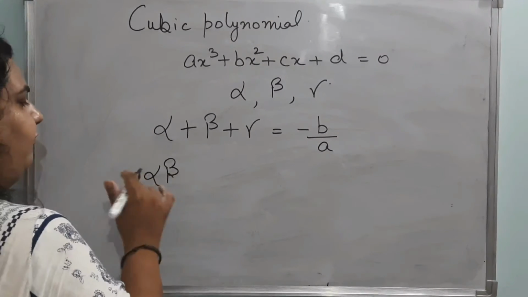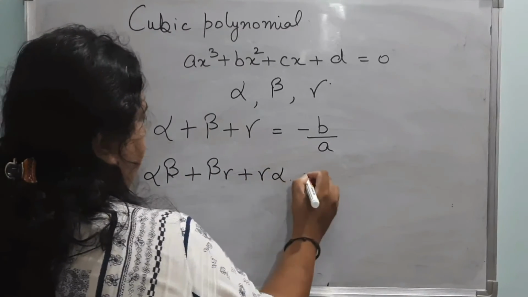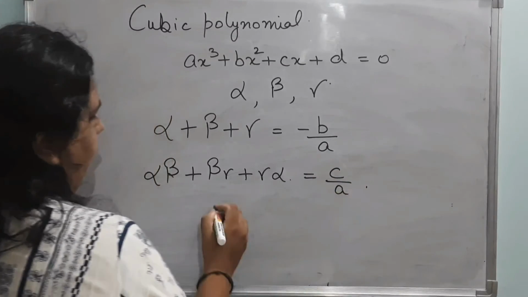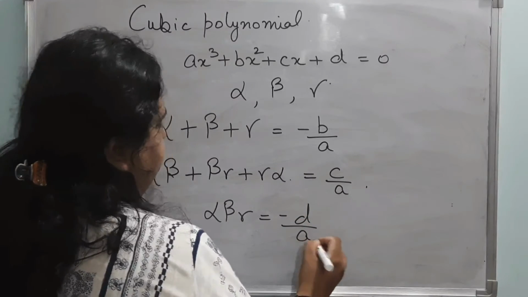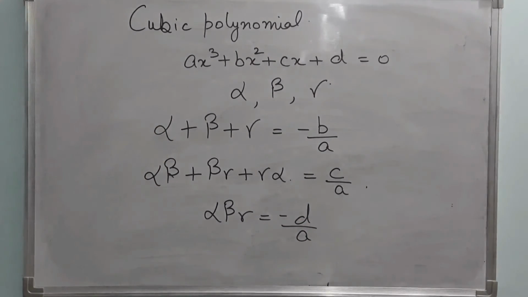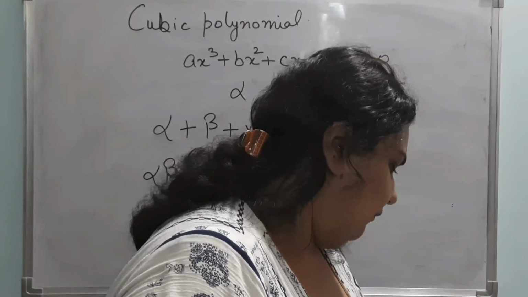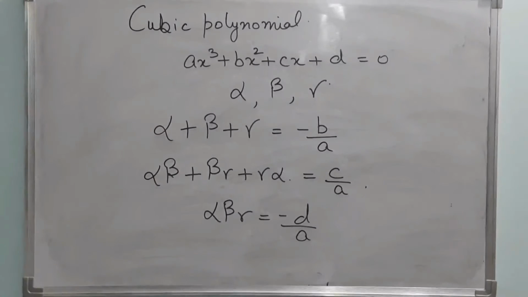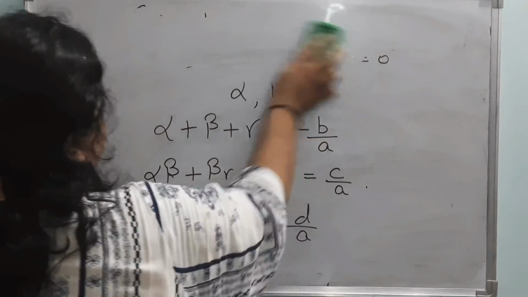Then the sum of product of roots, alpha beta plus beta gamma plus gamma alpha, equals c on a. Then the product of roots, alpha beta gamma, equals minus d on a. So here we will get 3 roots and 3 relations. First is the sum of roots, second is the sum of product of roots, and third is the product of roots. So what type of questions will you get here? The same type of question.